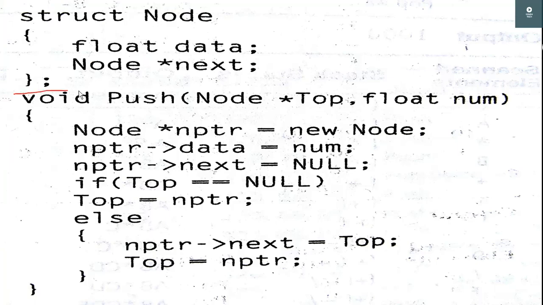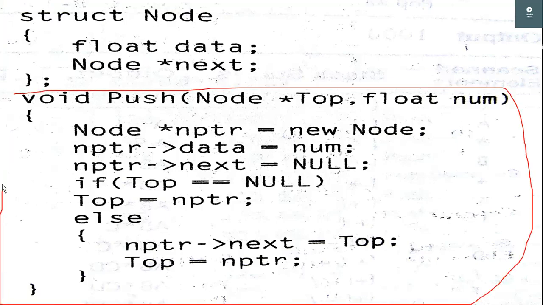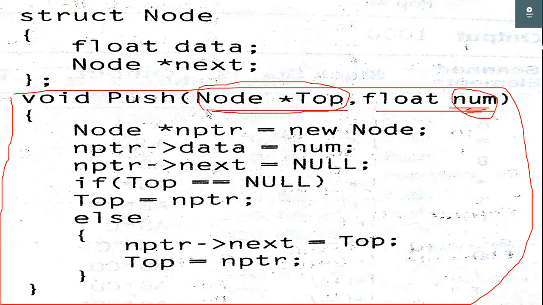So now we'll see how to create this node. Here we have the function. Inside the function we are taking two arguments. The first argument is the top pointer and the second argument is the data, that is num. This is the real number that has to be inserted inside the new node. Then top is nothing but the start pointer, that is the pointer that will point to the first element of the link stack.